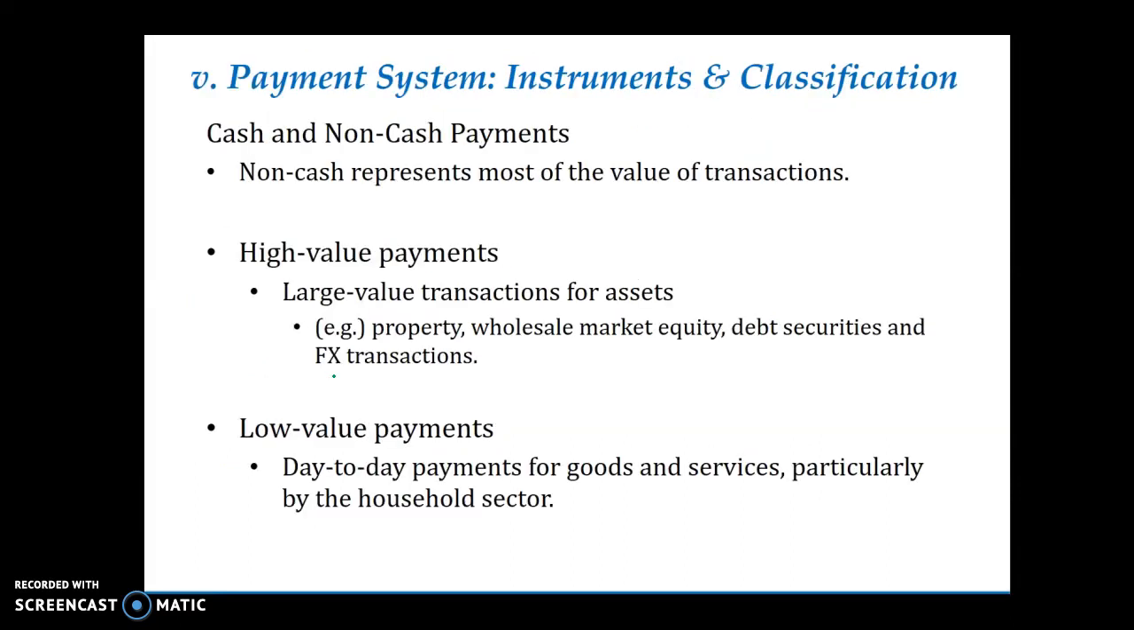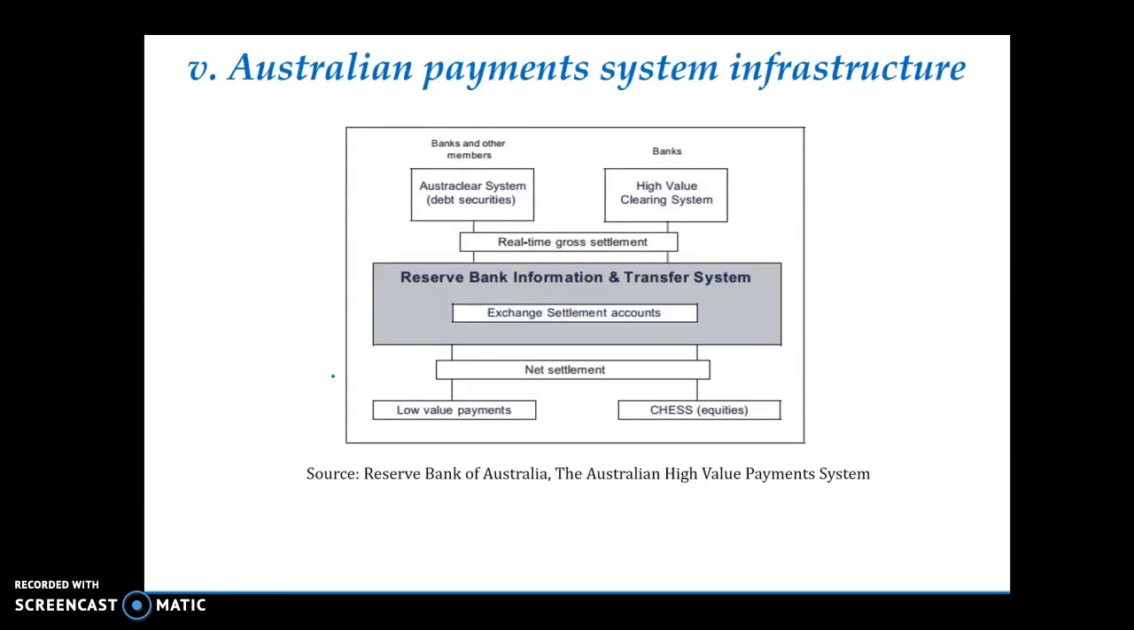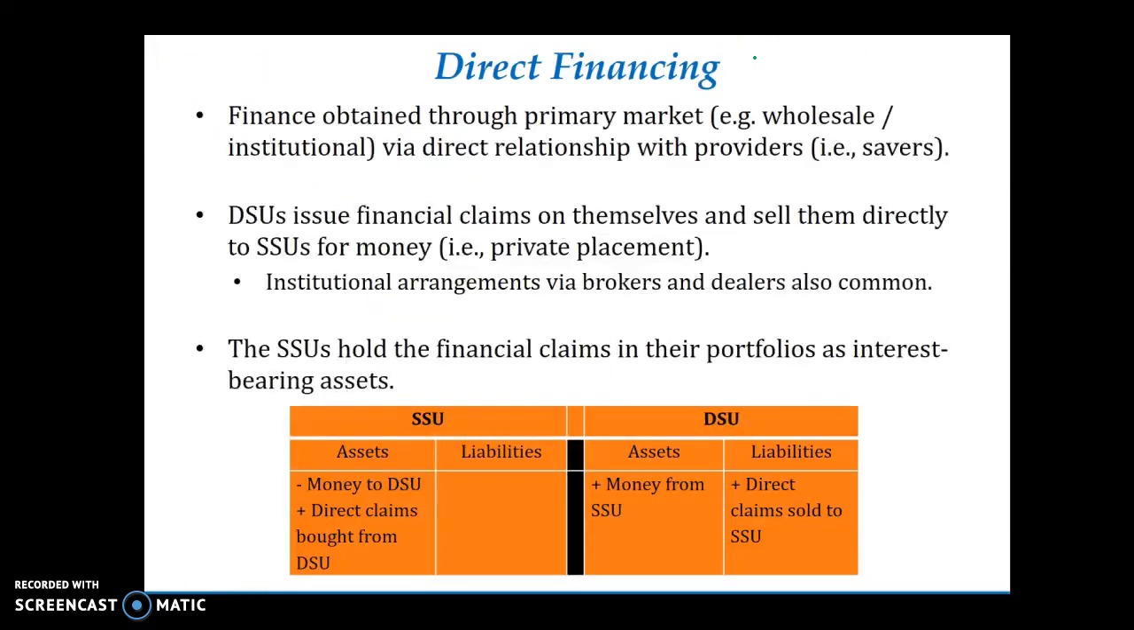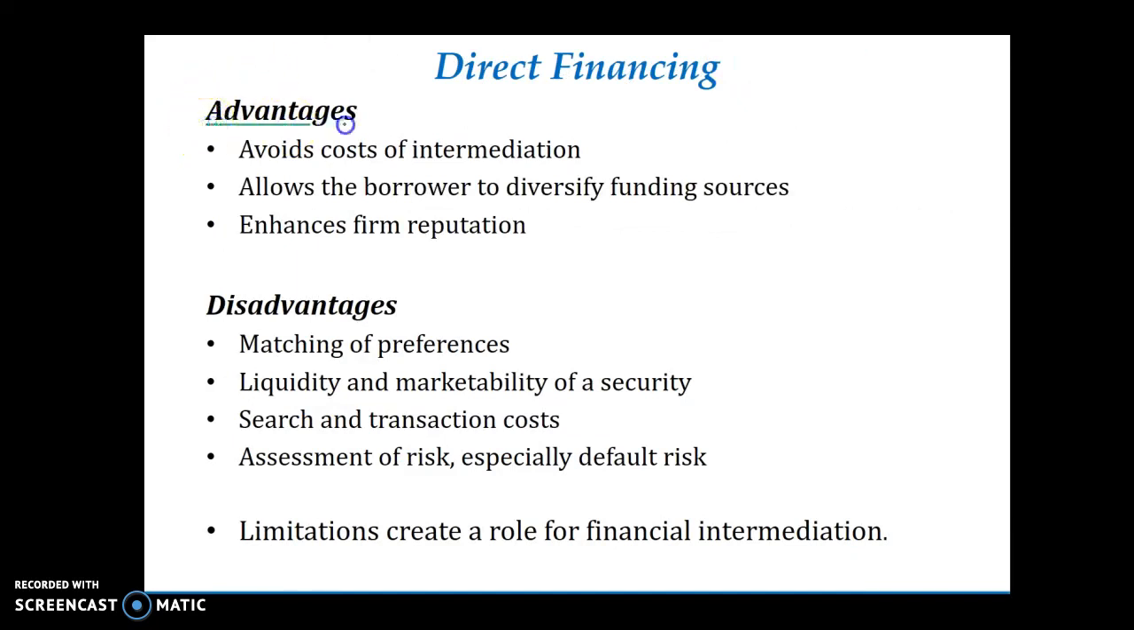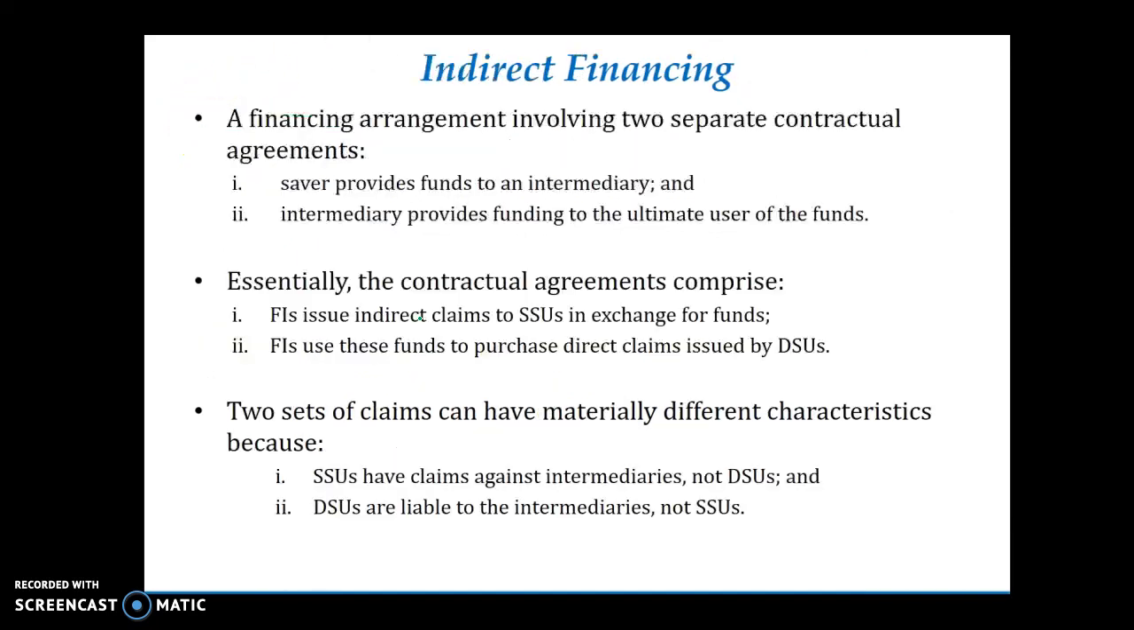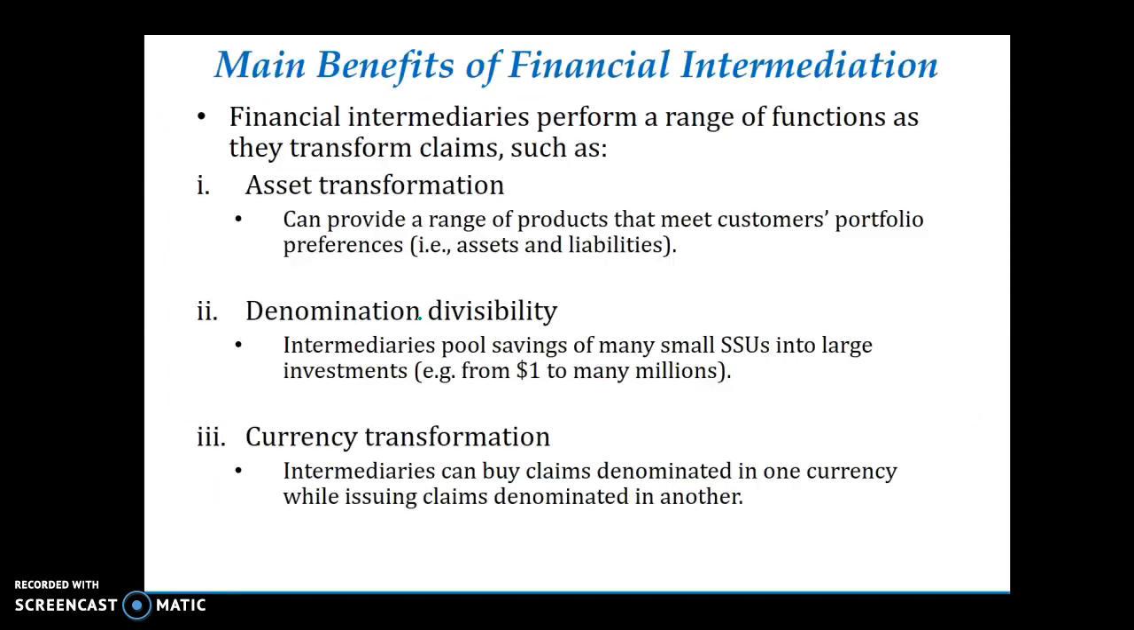The next one is the payment system, and this particular diagram is important for your understanding. What is the difference between direct and indirect financing, the advantages and disadvantages of direct and of indirect financing, and the main benefits of financial intermediation? What are examples of financial intermediaries? These are banks and other financial institutions like insurance companies. These are the financial intermediating agents.